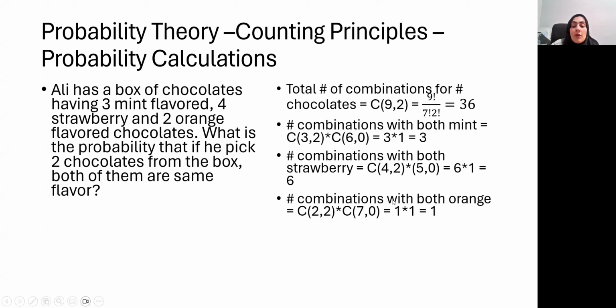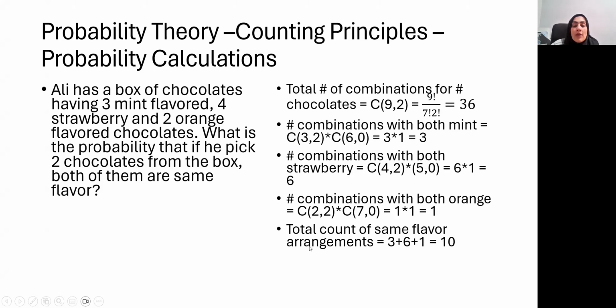Then we have the number of combinations with both orange flavored candies. We know that there are only 2 such chocolates having orange flavor, so we pick both of them, leaving none to be picked from the rest of the 7, irrespective of whatever flavor they may be. So that's 1 into 1, and we get 1. So the total number of different arrangements involving 2 same flavored chocolates is 3 from here, 6 from here, and 1 from here, which makes a total of 10.